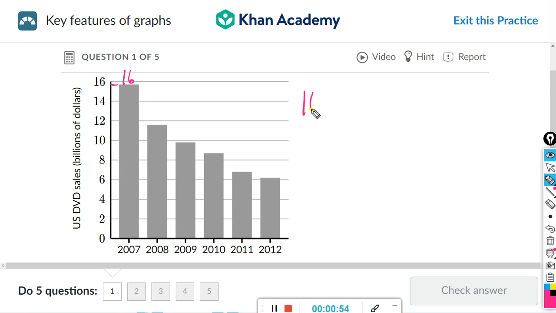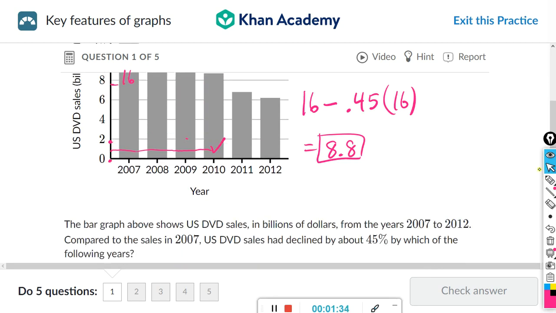Well, we're starting with 16, and we're subtracting 45% of 16. I'm just going to do that on the calculator, and I get 8.8. So I want to find a bar that's around 8.8 or maybe 9. Here's 10, here's 8, so 8.8 would be about in between. If I travel across, I think 2010 is the closest. If there's no answer for 2010, then I'll pick 2009. But let's see. I'm going to go with 2010.